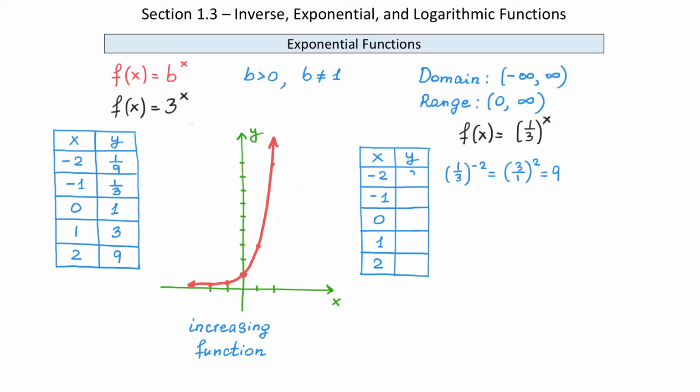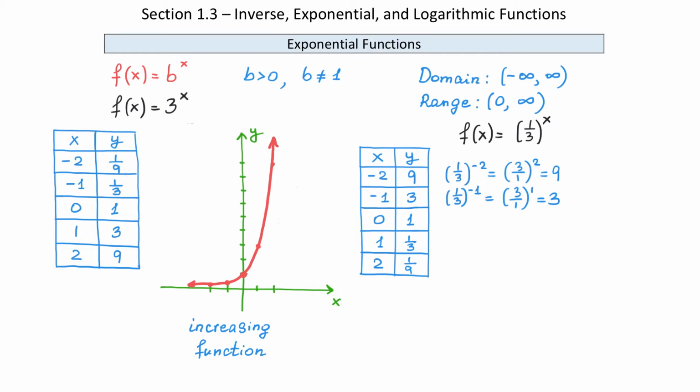So let's write 9 in the table, and the same will be in the second row. 1 over 3 to the power of -1 equals 3 over 1 to +1, which is 3. So let's write 3 in the table. Then 1 over 3 to the power of 0 is 1, 1 over 3 to the power of 1 is 1 over 3, and 1 over 3 to the power of 2 is 1 over 9.